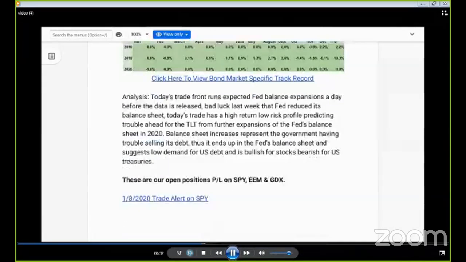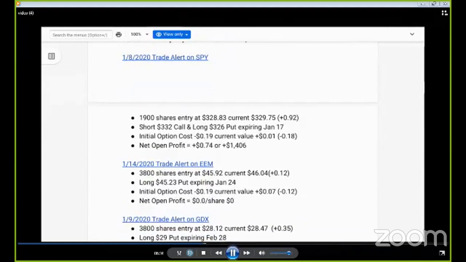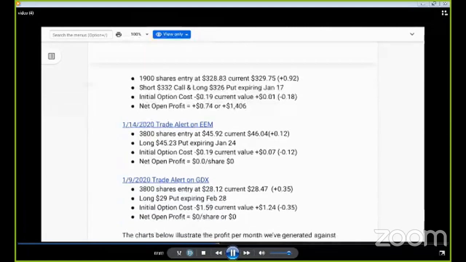If we do take a look at the rest of the trade alert, we are up 74 cents a share on the SPY, and the gamma has moved up to the 332 strike from the 330 strike, which it was loaded up on yesterday. That's where SPY owners are willing to sell their shares currently. And we are short the 332 call and long the 326 put, which is perfect for that setup going into tomorrow. Emerging markets were currently flat.